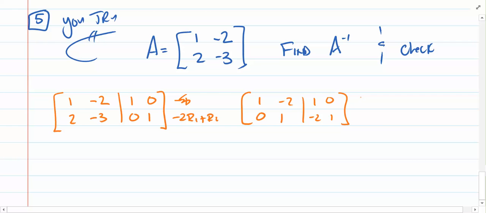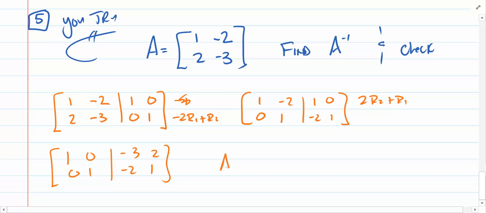I did 2 times row 2 plus row 1. 2 times row 2 plus row 1, and that gave you what? 1, 0, negative 3, 2. 0, 1, negative 2, 1. Okay, so it turns out then A inverse was negative 3, 2, negative 2, and 1. Is that true? Yep. All right, good.